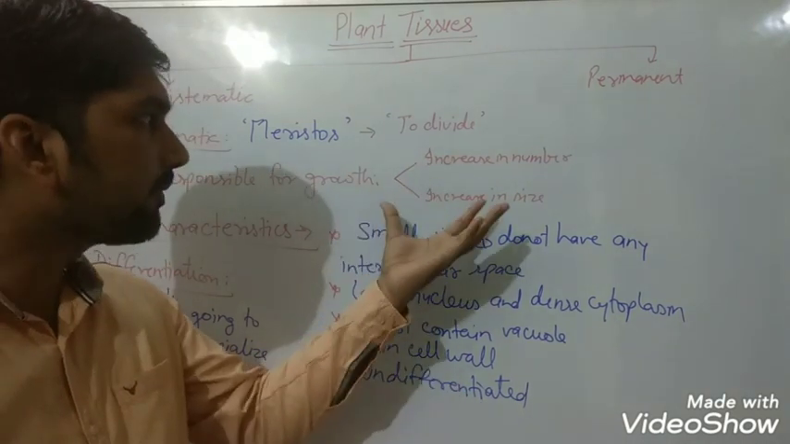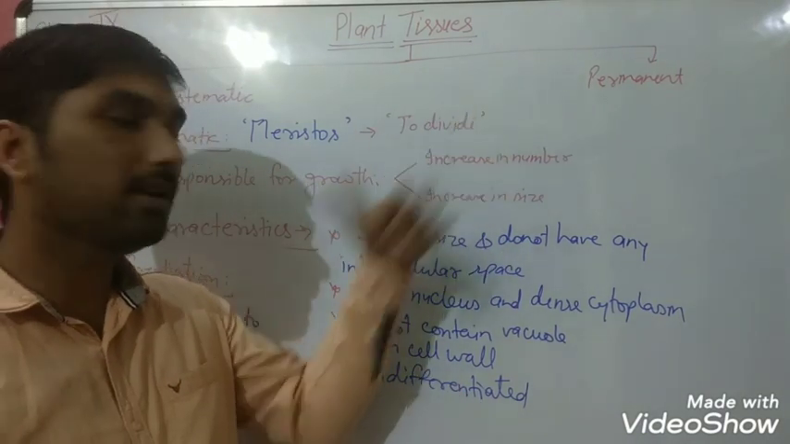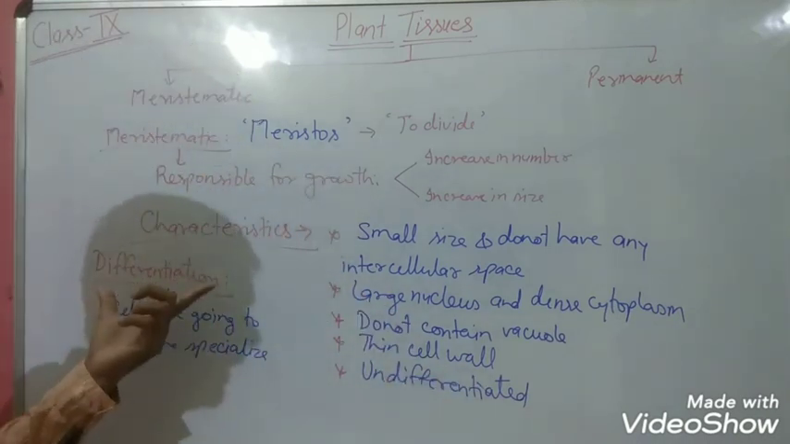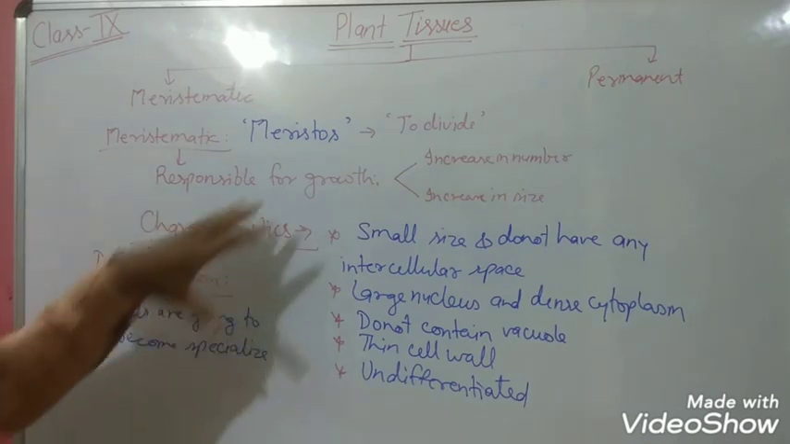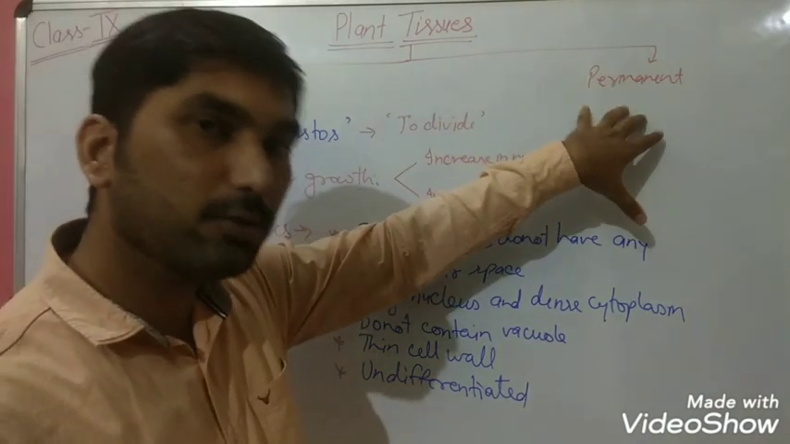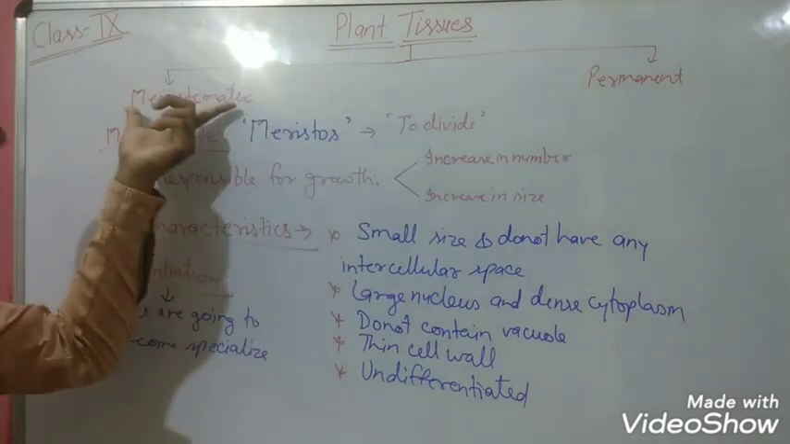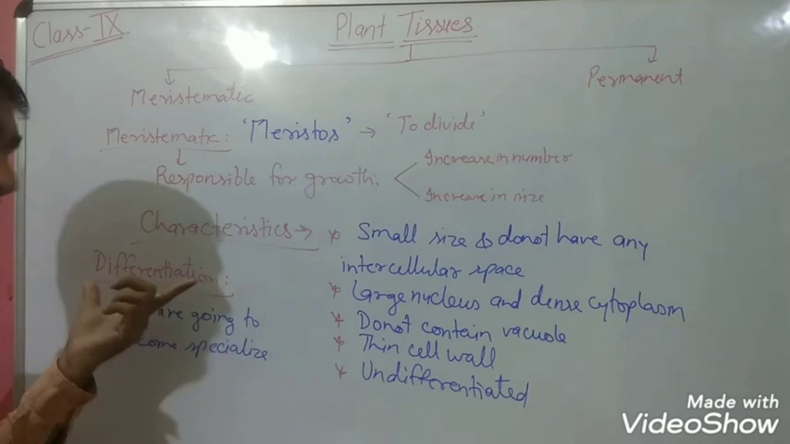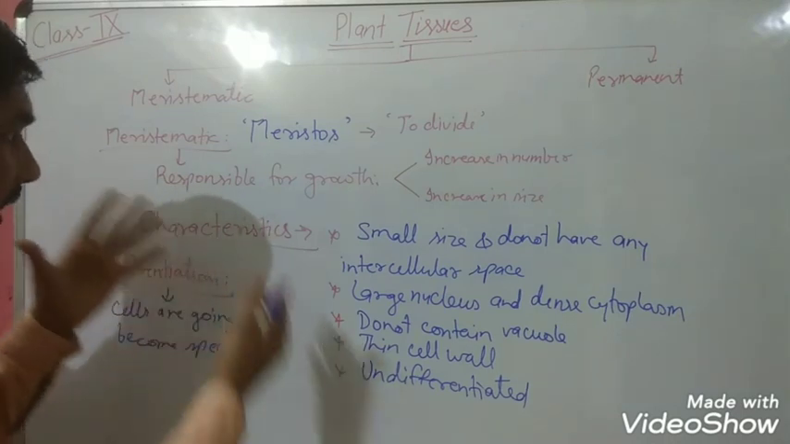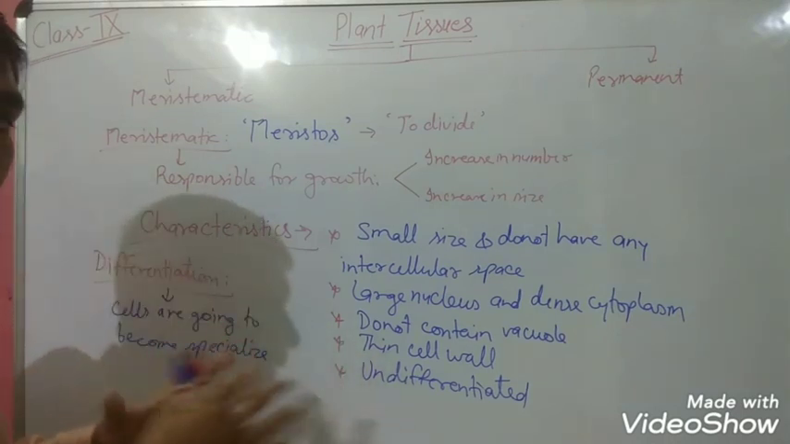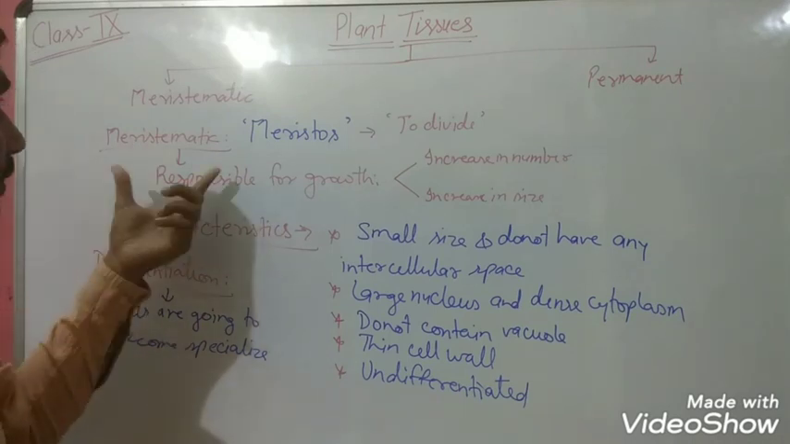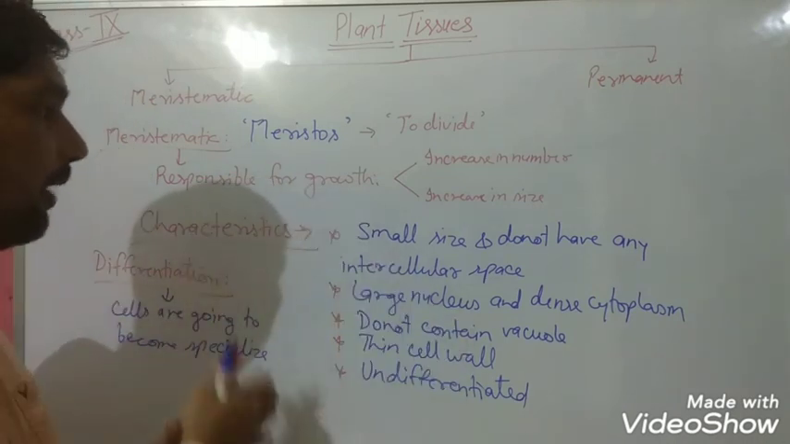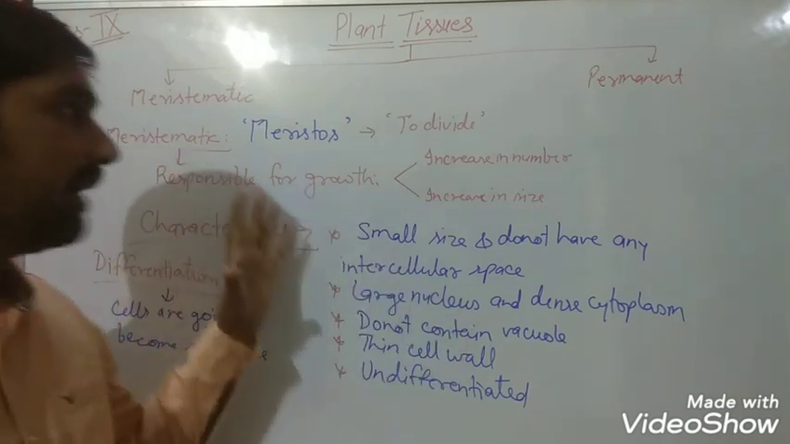They only keep doing the division of cells, and since they are not differentiated, cell differentiation means what? These permanent tissues are made up of meristematic tissues when the meristematic tissues differentiate. But if the differentiation does not take place, the cell or the tissue will behave like the meristematic tissue. So this was all about the characteristic features of a meristematic cell.